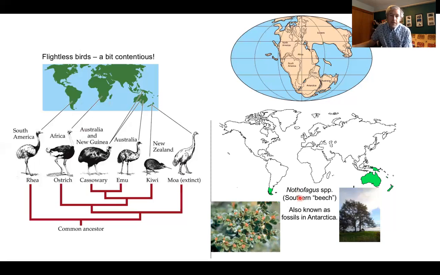It's not just exclusively for animals, it happens in plants as well. So, for example, the Nothofagus group of trees, known as the southern beech, exist exclusively in Patagonia, Australia, New Zealand, and Papua New Guinea. And they're a very, very distinctive type of tree. And they're also seen in fossils in Antarctica, but they don't exist anywhere else. So they only exist in these continents.